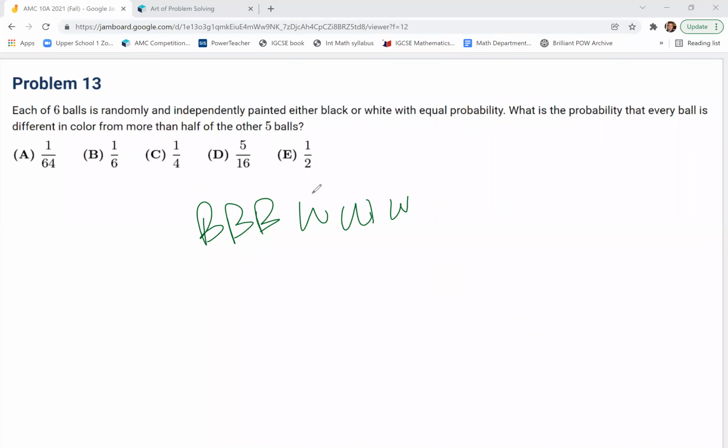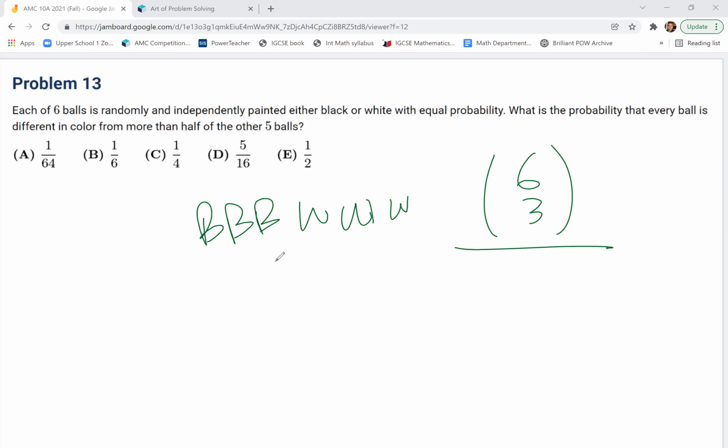Well, how many ways can we paint them in such a way that 3 of them will be blue? Out of the 6 balls, we would just need to choose 3 of them that we would paint blue, and then once those 3 balls are chosen, the remaining 3 would be white. So there's 6 choose 3 ways to paint exactly 3 of the balls black, I mean, I'm sorry.